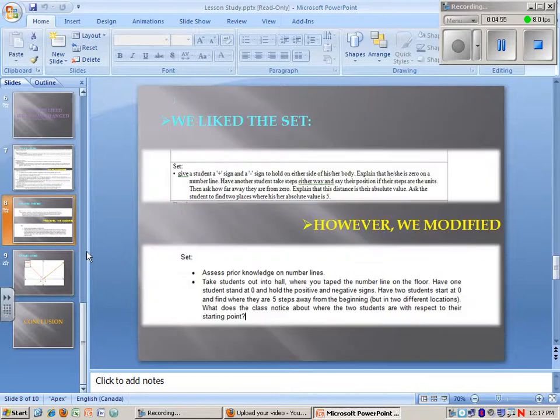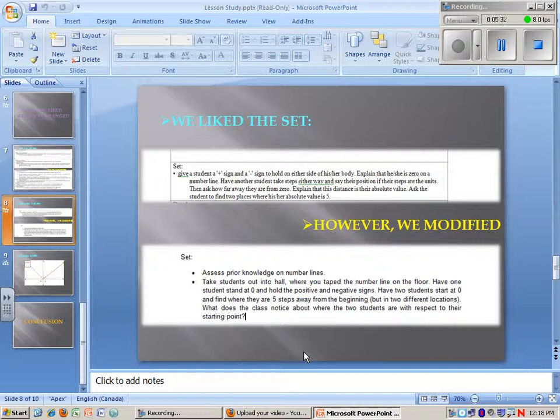Alright, so we also decided that we liked Kyle's set. However, we didn't like the small version of it, so we decided that if we were going to teach it in a classroom, we'd want to do it on a bigger scale, and we'd also want to assess their prior knowledge on number lines before we got them into the set, because if they don't know what a number line is, they don't know what an integer is, it would be hard to develop the understanding of absolute value. So after we assessed the knowledge, we would take the students into the hall where we have taped a number line on the floor.